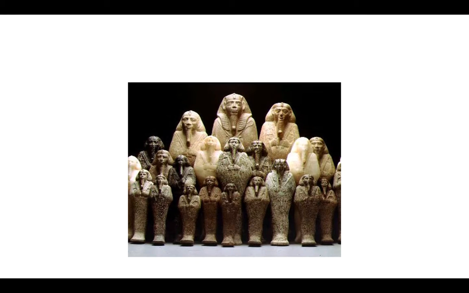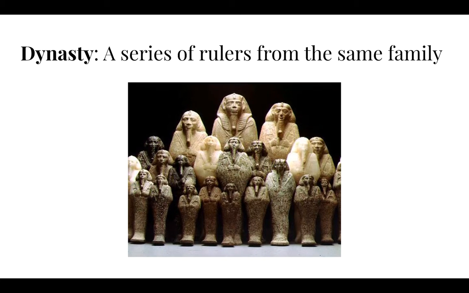Menes and his family formed the first Egyptian dynasty. A dynasty is a series of rulers from the same family. After Menes died, his son became king and later his grandson. Throughout its history, 30 different dynasties ruled ancient Egypt.